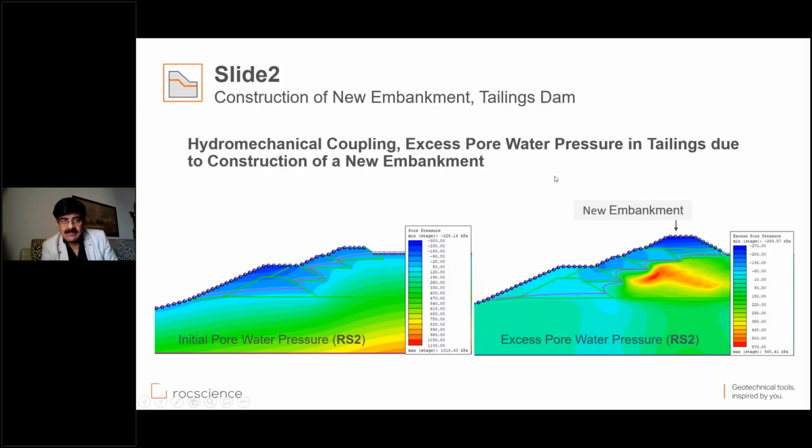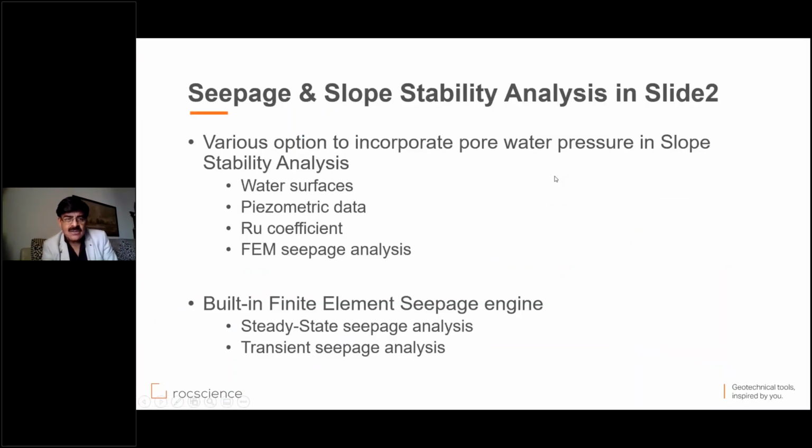And to sum up, we've looked at the various options to incorporate pore water pressure in slope stability analysis using Slide 2: water surfaces, piezometric data, RU coefficient, finite element seepage analysis. We looked at 3 of them: water surface through phreatic surface, piezometric data. We just looked at that. We carried out finite element method seepage analysis for a few examples. And on top of all this, you have the built-in finite element seepage engine to carry out steady state seepage analysis and transient seepage analysis.